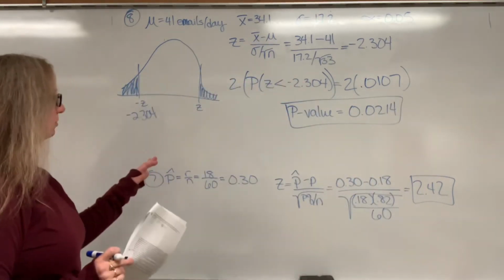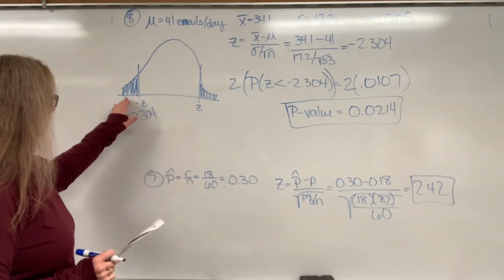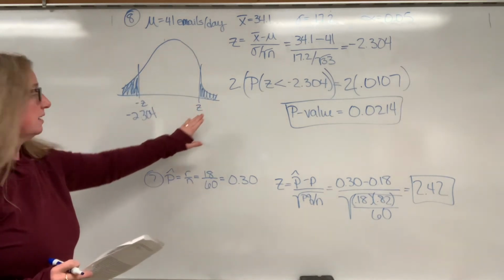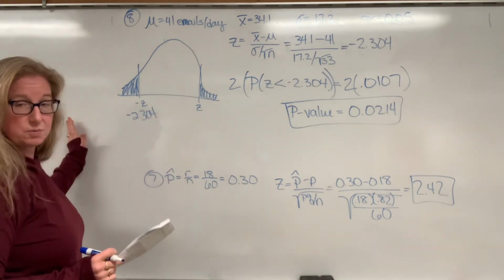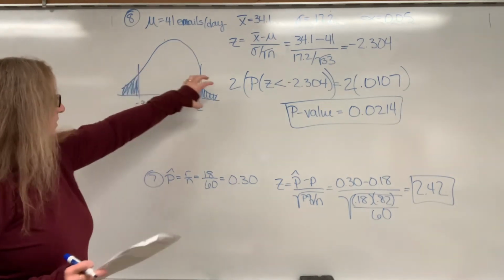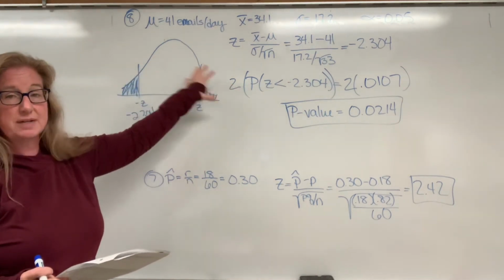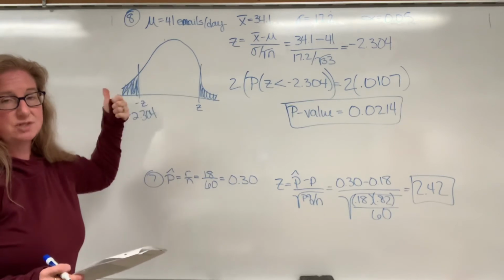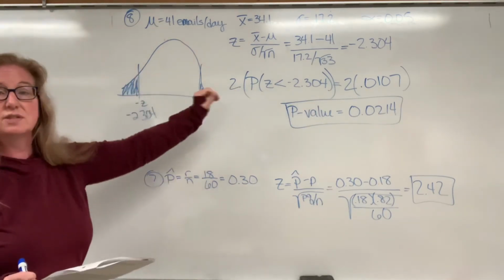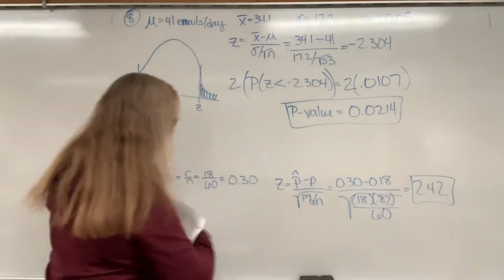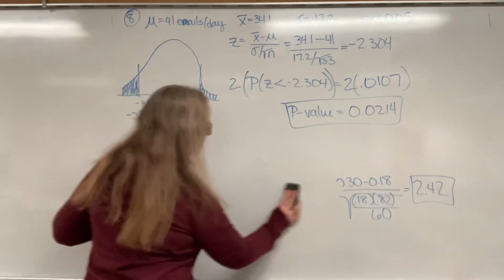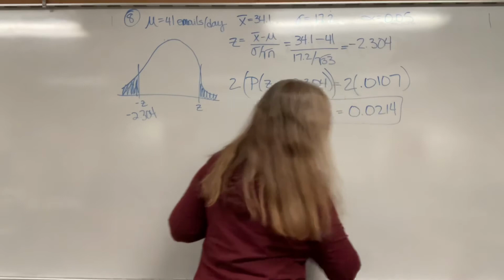Again, how did I know to multiply times 2? It said it was two-tailed. I found a z-value. I know that that describes one tail. This area and this area, because these are symmetric. Remember way back at the beginning of chapter 7, we said these two things were symmetric. So I know I just double it. I can guarantee there'll be at least one of those on the exam.